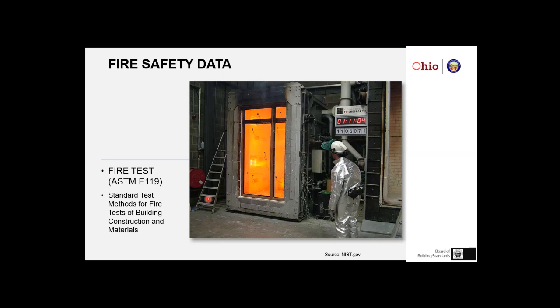Let's talk about some of the other data that scientists rely upon when looking at fire risks and fire safety in buildings. And this is actually a fire test that is prescribed in our building code. This is the fire test that is used to determine fire resistance rating of assemblies. And it can be used for walls, for floors, for columns, for beams. But sometimes you'll notice in the building code that there is a 2-hour fire resistance rating required between dwelling units, for example, or a 1-hour fire separation. You may wonder how those are determined. And that's done through this ASTM E119 test.